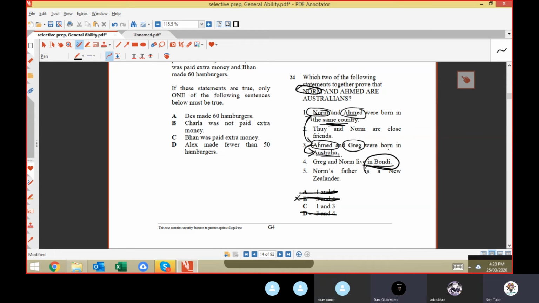Ahmed and Greg were born in Australia. So let's just say Sam and Adam were born in Australia. But Adam and Aslan were born in the same country. Well, that would mean Sam and Aslan were born in Australia as well as Adam. So all three of us were born in Australia. Does that make sense, you guys? Alright, beautiful. The answer would be C. 1 and 3.